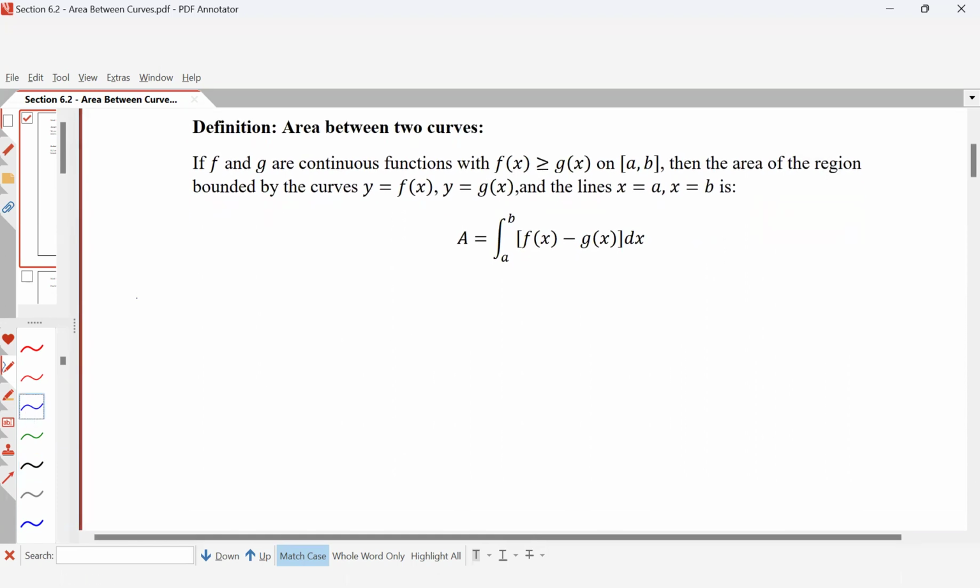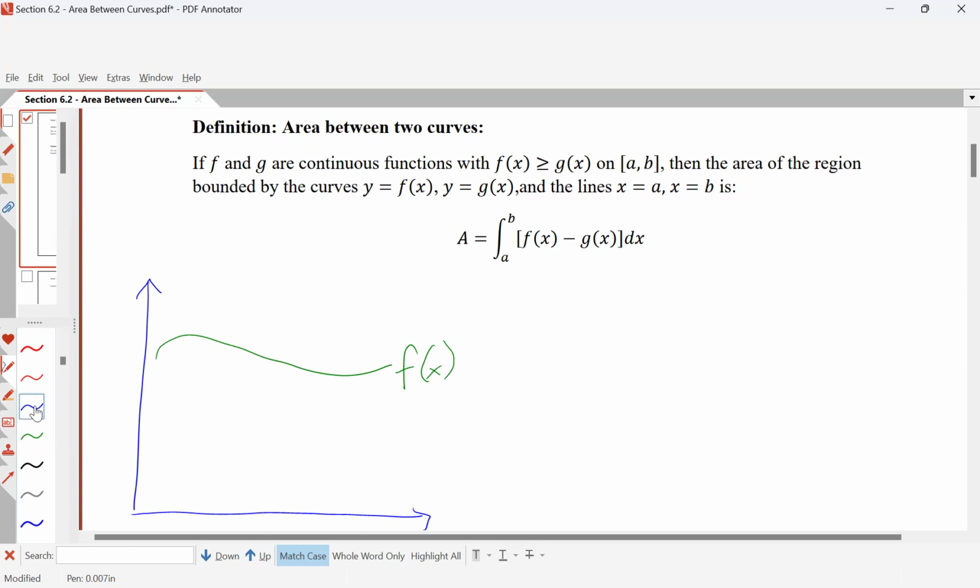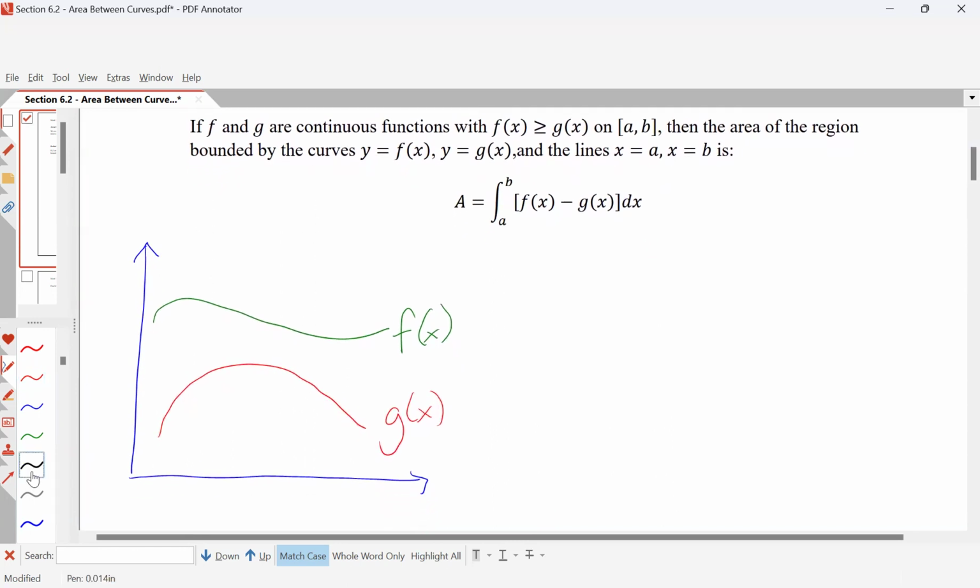So what this is saying is that if I have two functions, we have f of x and we have g of x. Make g of x look like it's doing something a little bit different. Between x equals a and x equals b.